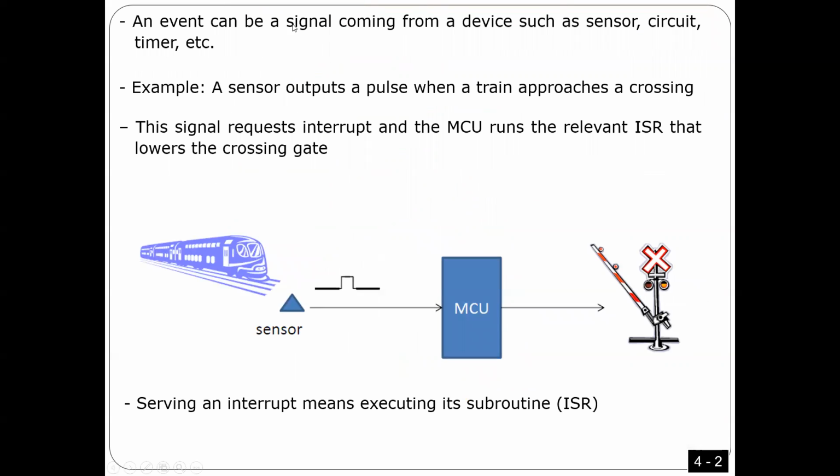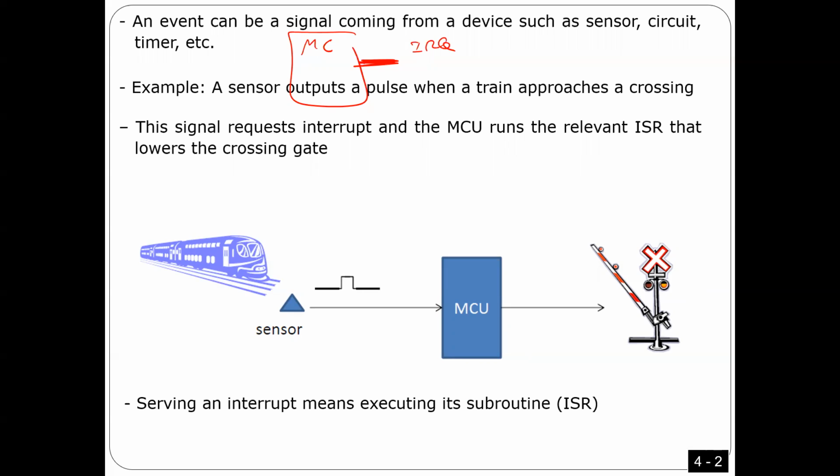An event can be a signal coming from a device, a sensor, a circuit, a timer, whatever. For example, this is a microcontroller. The microcontroller has an external pin, which we call IRQ. Here I want you to understand what I mean by event. The whole story starts with an event. So: event, request interrupt, and then suspend the program and execute a subroutine. That's true. So what do we mean by event?